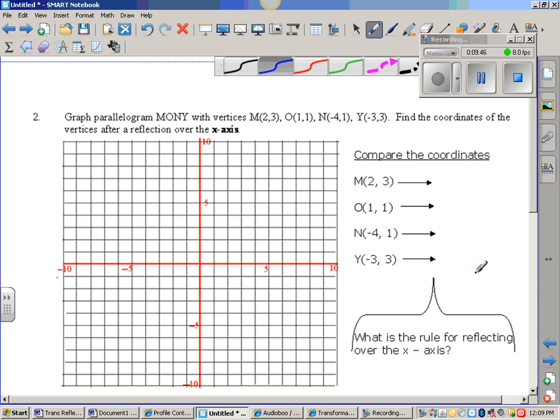Now let's go through the same thing, only we're going to reflect over the X axis. We're going to reflect this parallelogram. So quickly graph your points. Make sure you label.